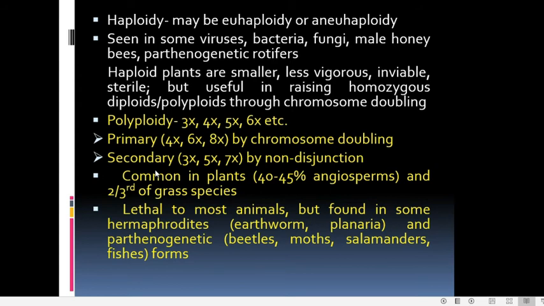And this polyploid condition is common in plants. About 40 to 45% of angiosperm species are polyploid, and about 2/3 of all the grass species are also polyploid. But when we take it to animals, we can see that it is lethal to most of the animals, but it is seen in some hermaphrodites like earthworm, planaria, and some parthenogenetic forms like beetles, moths, salamanders, fishes, etc.